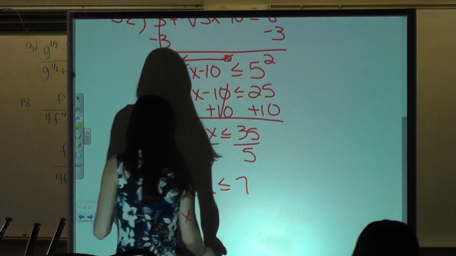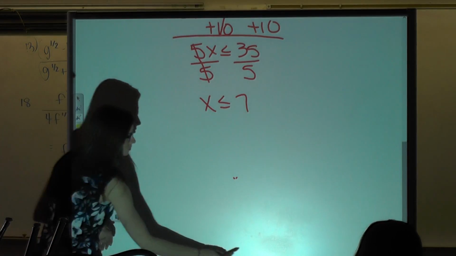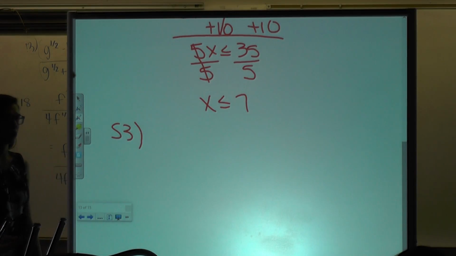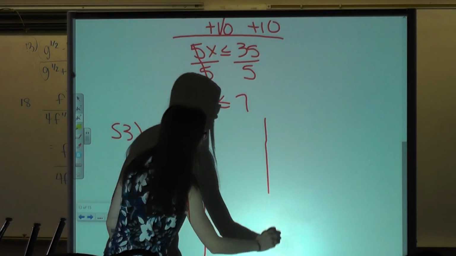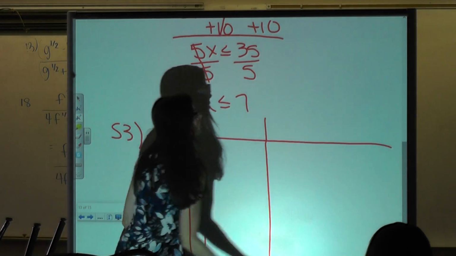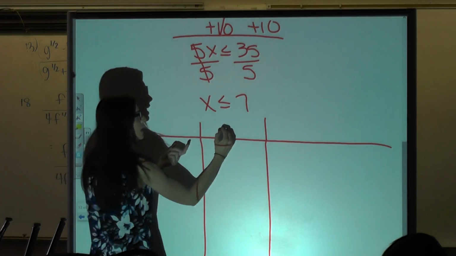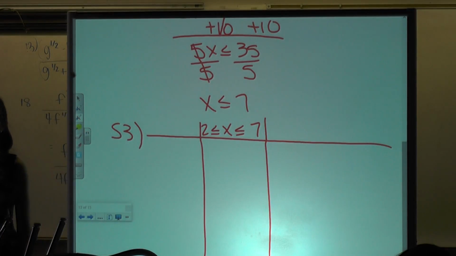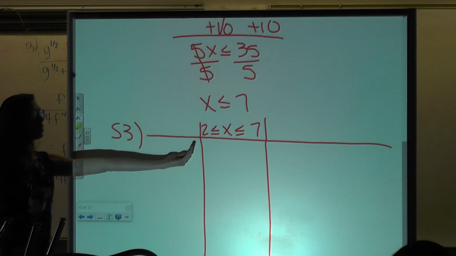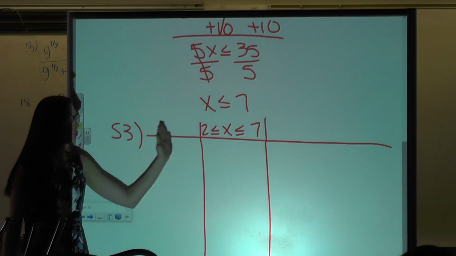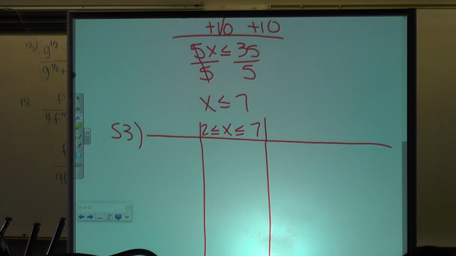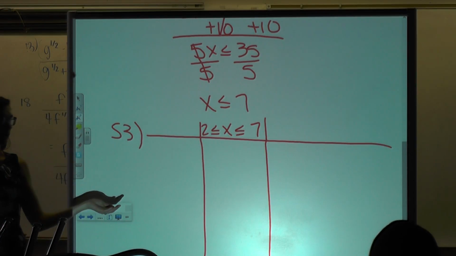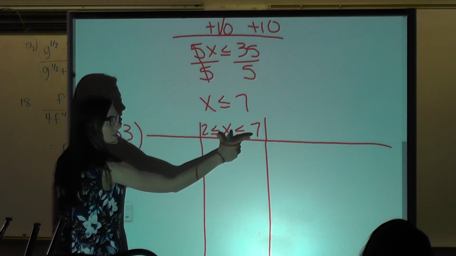So for step 3, this is your test value section. You have to split it up into 3 different parts. It tells us that x has to be in between 2 and 7. So on the left-hand side, since you're testing the value of all numbers, all the way from negative infinity to positive infinity, right now we just have between 2 and 7.